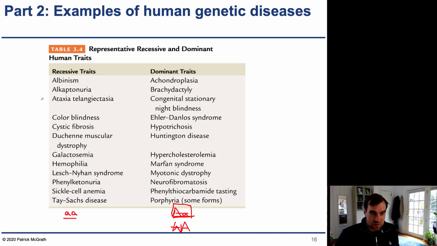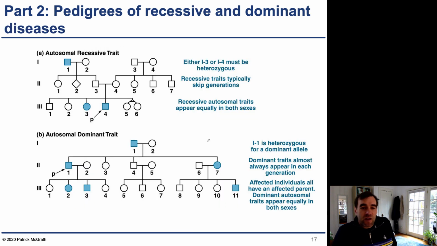So these are just some common examples of traits and diseases: Tay-Sachs, sickle cell, phenylketonuria, color blindness, cystic fibrosis, and then these are examples of dominant traits. Huntington's disease is probably the most famous of the dominant traits. So here's an example of 2 pedigrees, one for an autosomal recessive trait and one for an autosomal dominant trait.